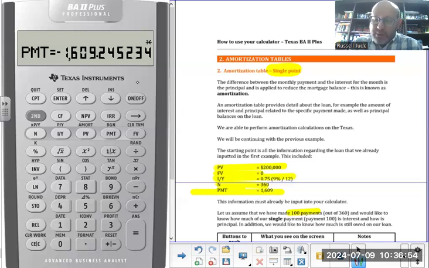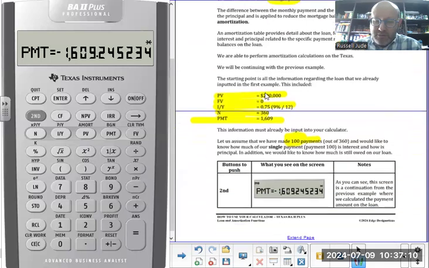In this particular example, what I want to try and do is get some detail surrounding payment number, exactly payment number 100. In other words, I've made 100 payments. What is the detail of payment number 100 exactly?